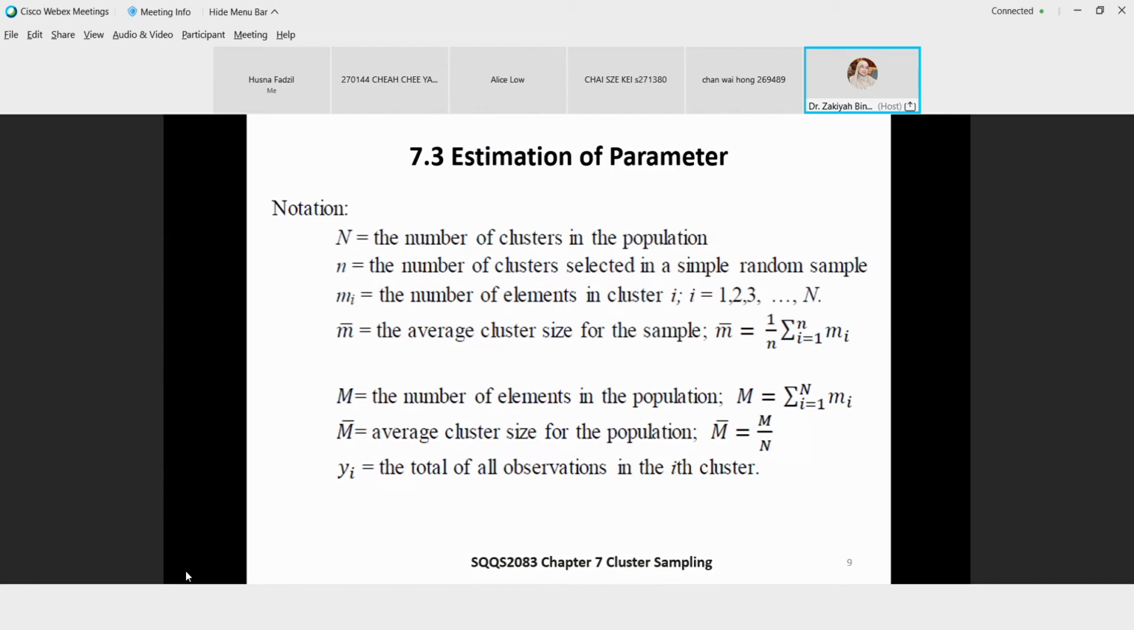Okay, you guys following so far? Stay tuned, stay focused. You owe it to yourself. So the big M bar would be the average cluster size for the population. y_i is the total of all observations in the ith cluster. More confusing, is it? Okay, let's try to see one example. Now you have to trust your brain power, your God's creation.